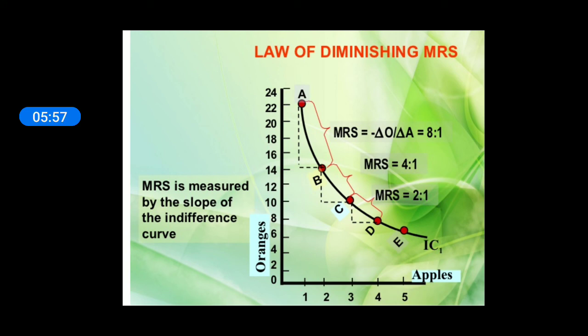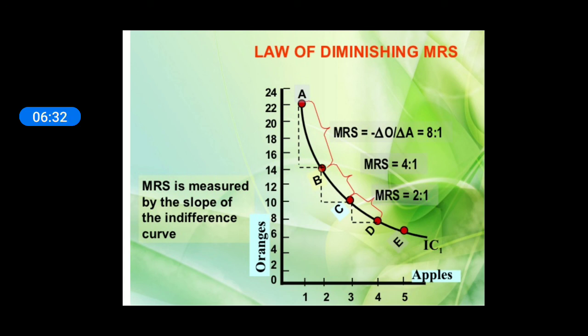Like in this diagram, when the consumer moves from point A to point B, from A combination to B combination, for getting one more unit of apple, he sacrificed 8 units of orange. After that, when he moved from B combination to C combination, for getting one more unit of apple, he sacrificed 4 units of orange. And after that, when he moved from C to D combination, he sacrificed 2 units of orange for one more unit of apple.